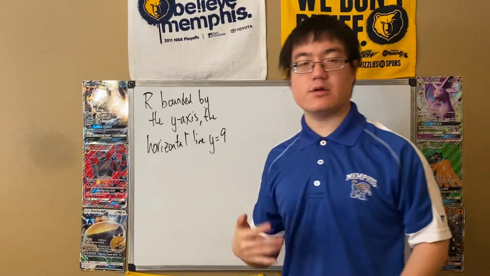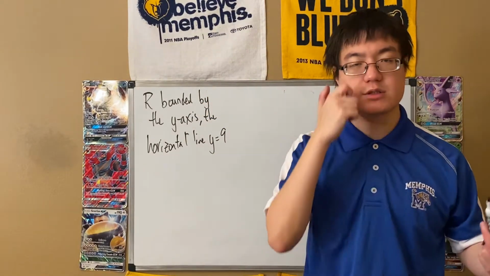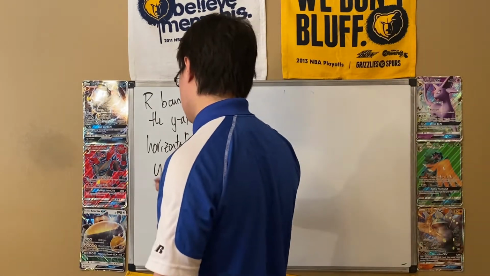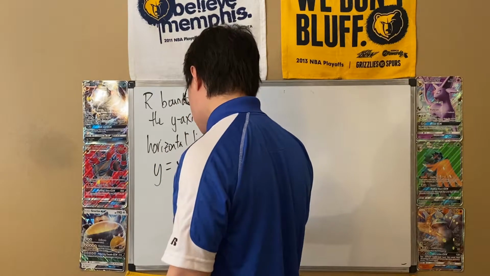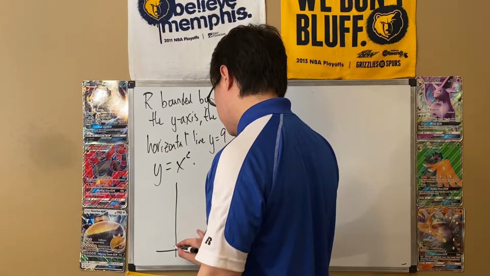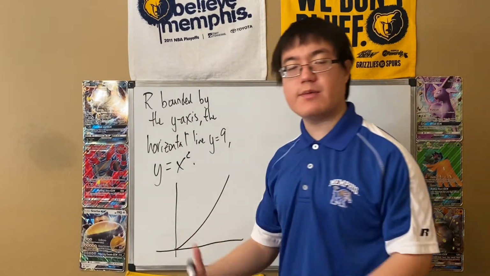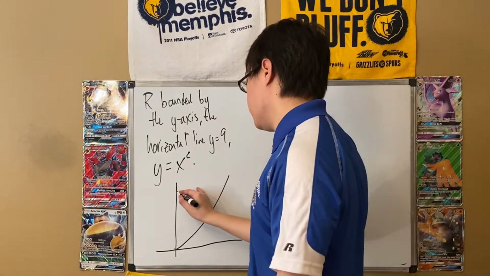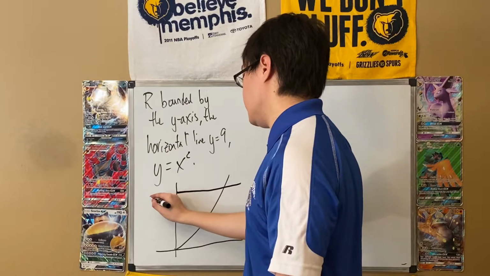But remember that horizontal lines are y is equal to a number, vertical lines are x is equal to a number. So we have this region bounded, and then we have a function, it's going to be y is equal to x squared. So I'm going to draw a little picture here. This is the function y is equal to x squared. Keep in mind that in these questions, usually they give you the function or the graph, and if they don't, you can type it in a calculator.